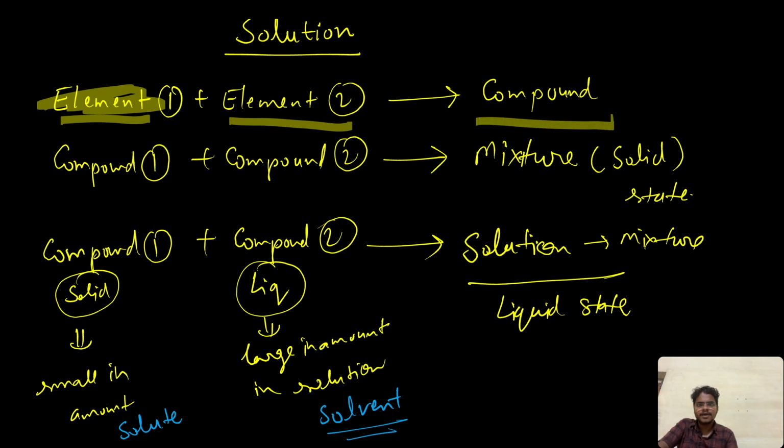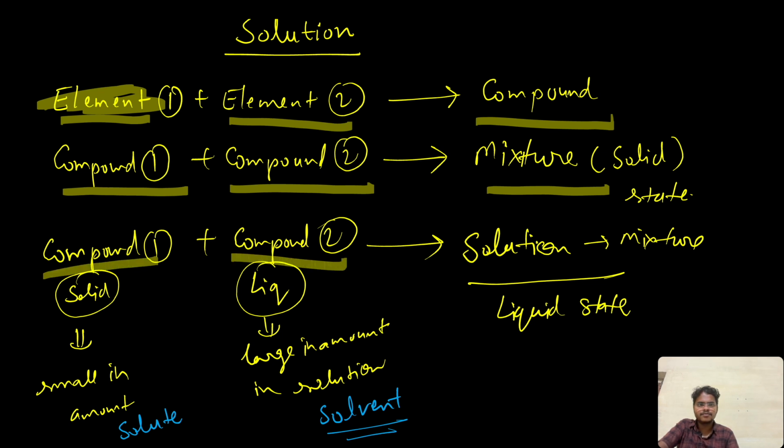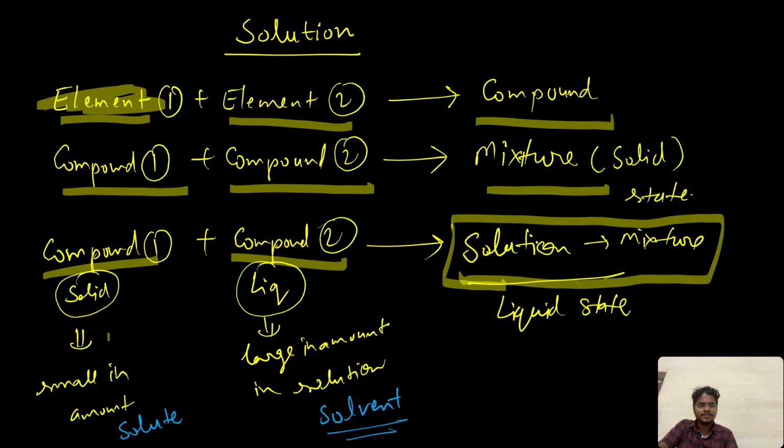And we mix compound 1 with compound 2. What do we get? We get a mixture. If compound 1 is generally solid and compound 2 is liquid, then what do we get? We get a mixture, and we give a name for this type of mixture: solution.